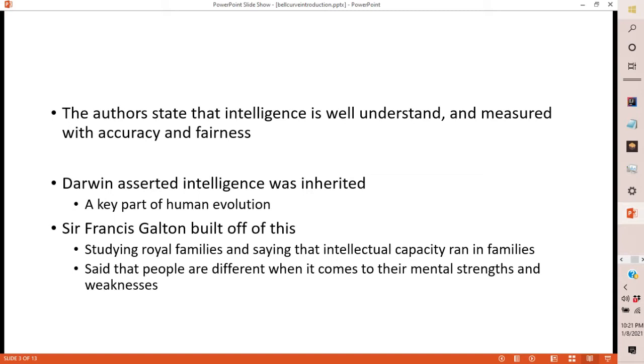So there was already this kind of thought about how intelligence is heritable, it's passed on, people are different when it comes to their mental strengths and their weaknesses. This stuff is nothing new.